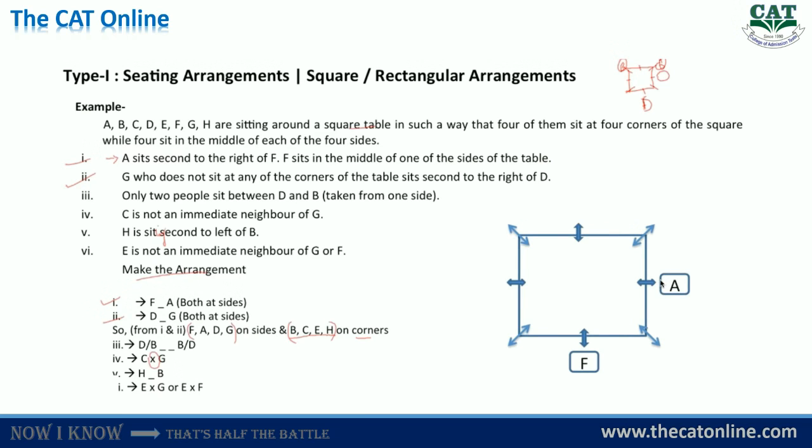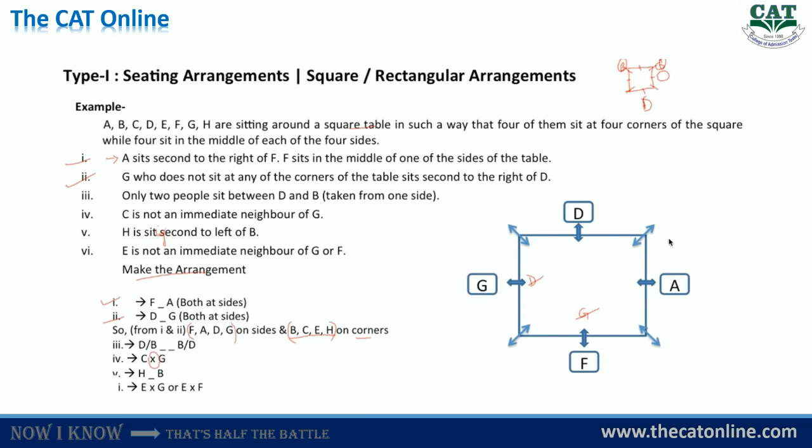If we have A over here, then I can have D over here, because I cannot place D over here, as second to the right of D is G. If I place D over here, then G has to be over here, which is not possible as F is already sitting at this place. So we will place D over here and correspondingly G over here. So we have four people who are sitting at four sides.